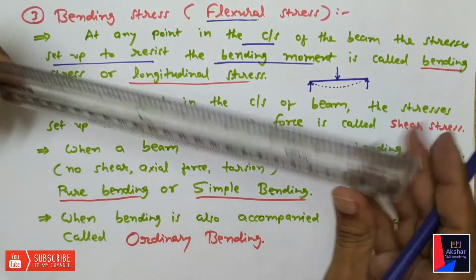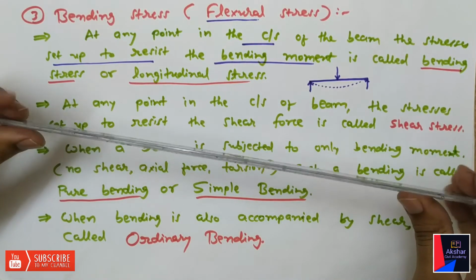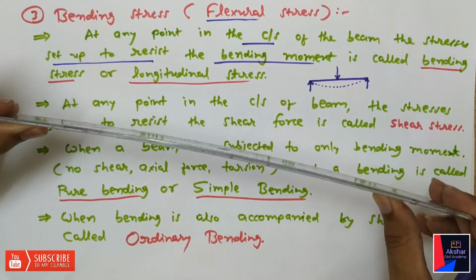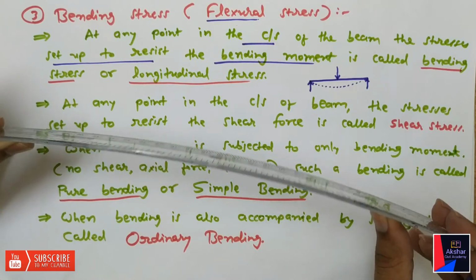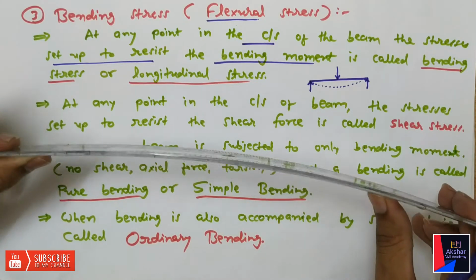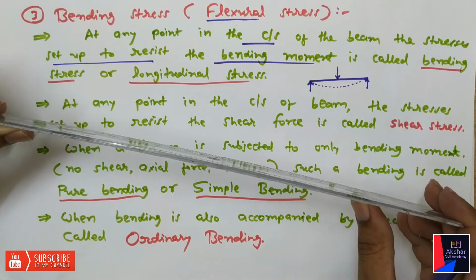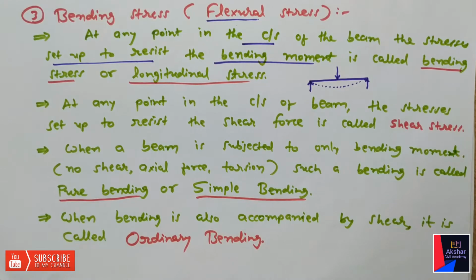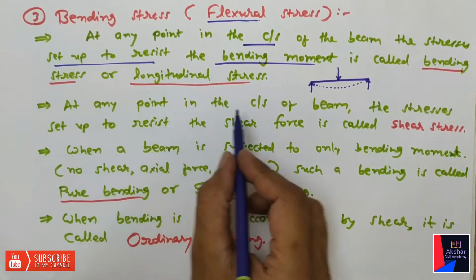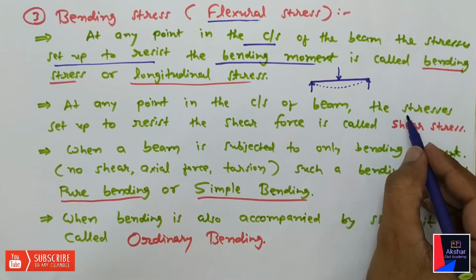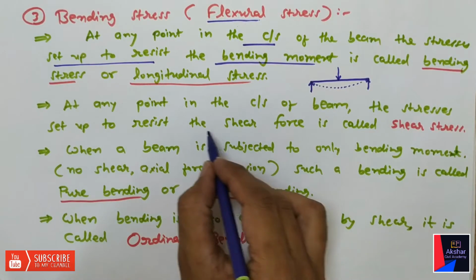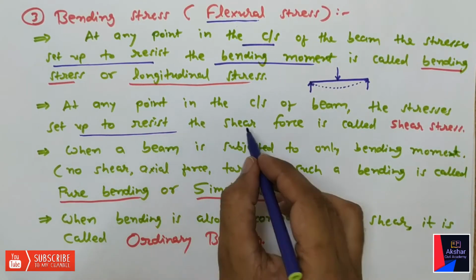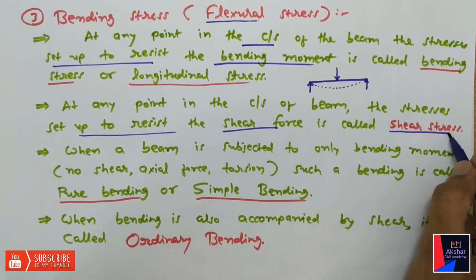For example, we have this scale and I am trying to bend this scale. So the scale is resisting the force which I am applying. That is known as bending stresses. At any point in the cross section of the beam, if the stress is set up to resist the shear force, then it is called shear stress.